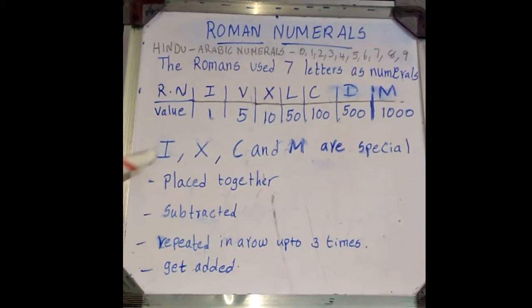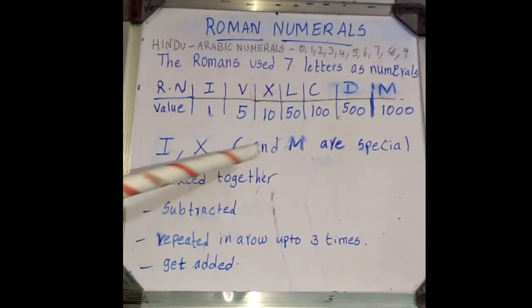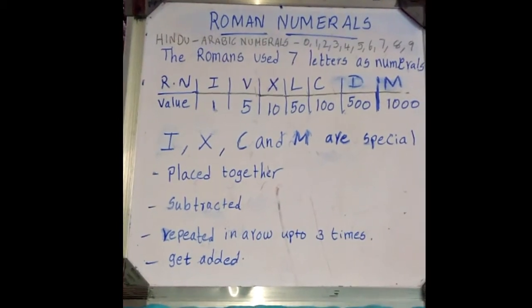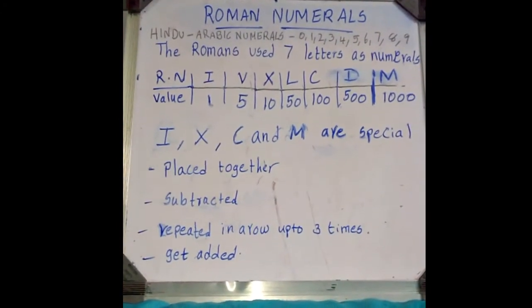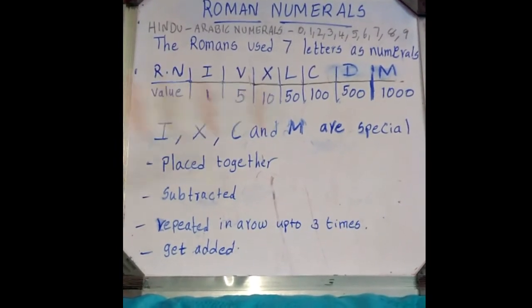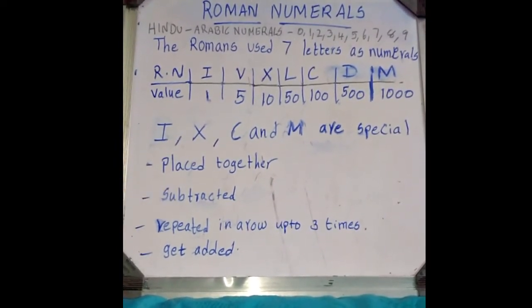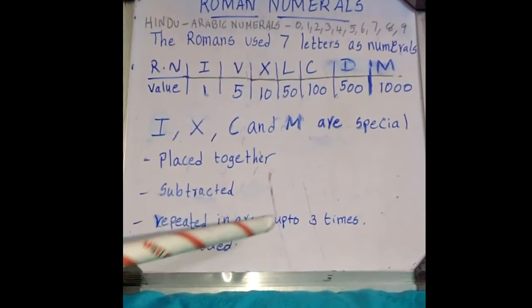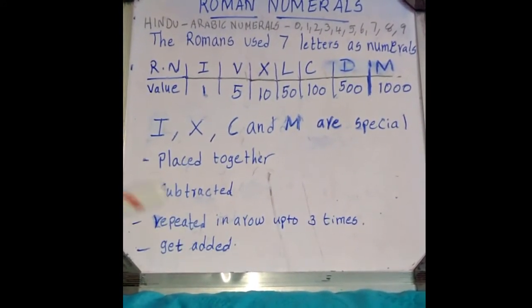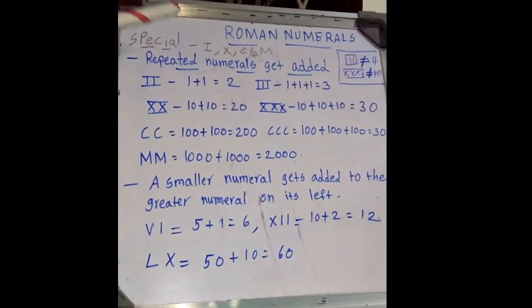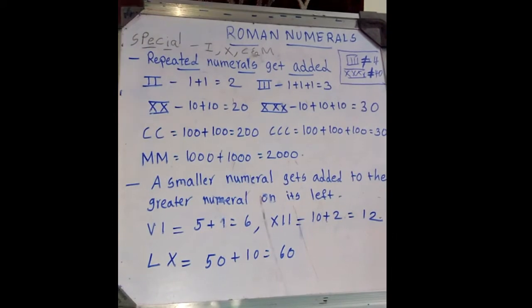The letters I, X, C and M are special. Why are these special? Because they can be placed together. You can subtract only these letters, and they can be repeated in a row up to 3 times and they get added. I, X, C and M are special.